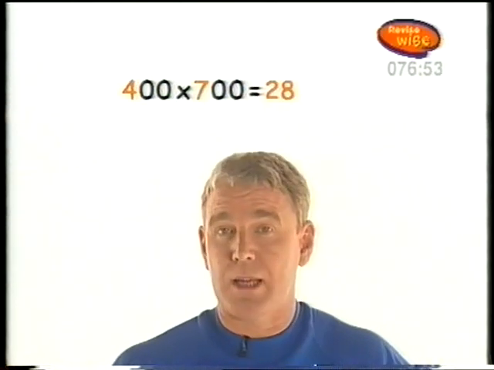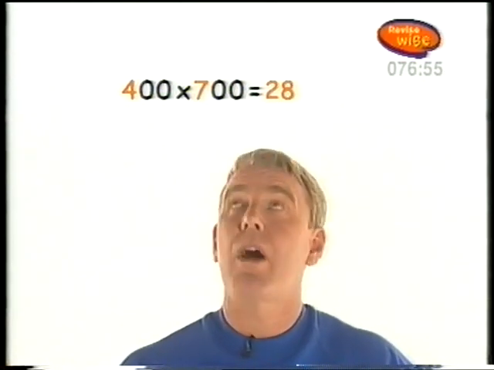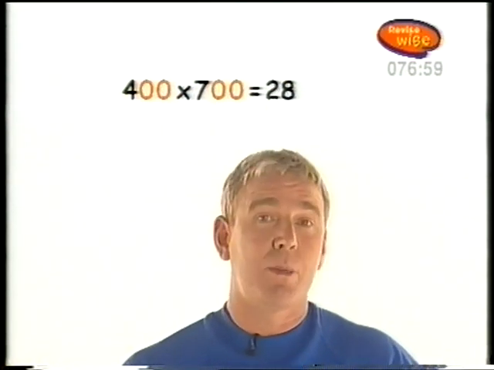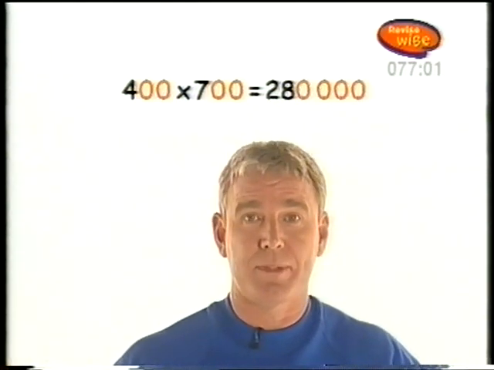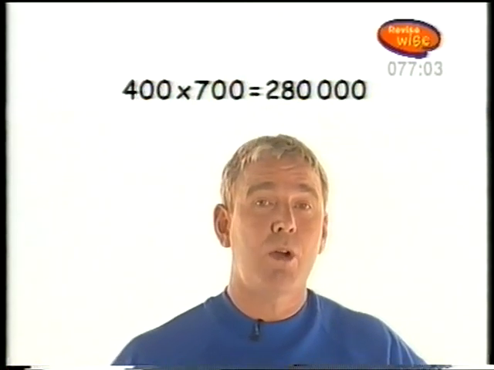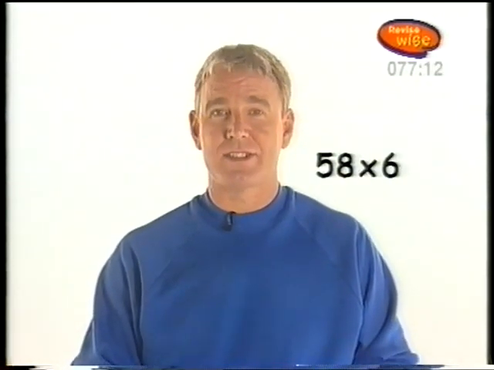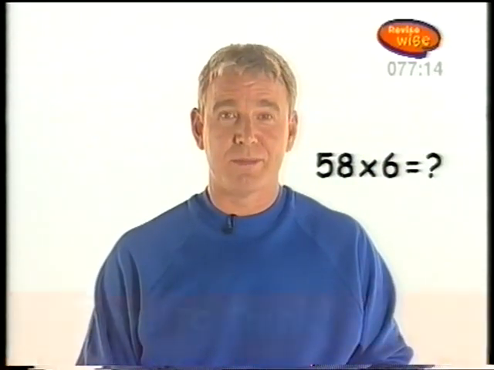Try this one. 400 times 700. 4 times 7 is 28, and there are 4 zeros. So we need 4 zeros in the answer, turning the 28 into 280,000. Let's get our maths team to have a go at the question. 58 times 6. Can you do it before they do?